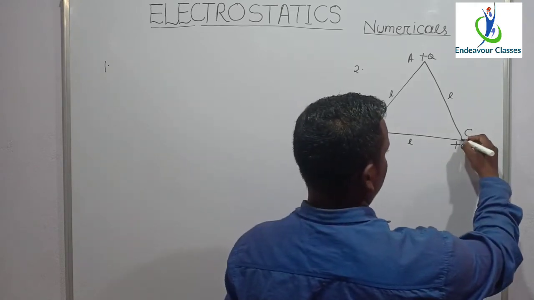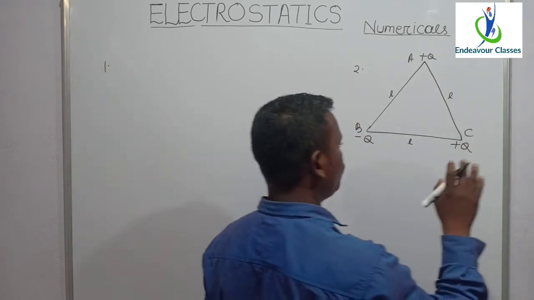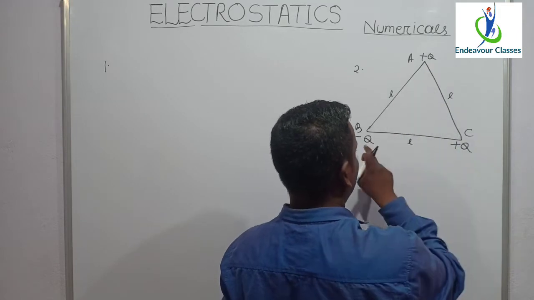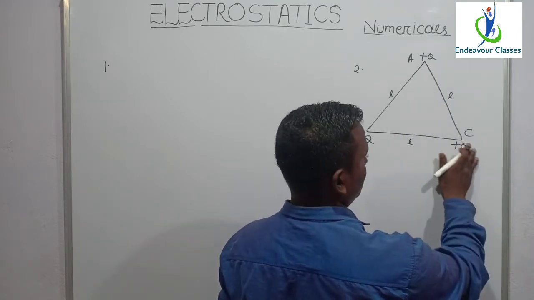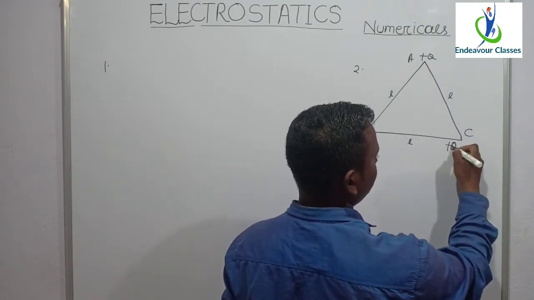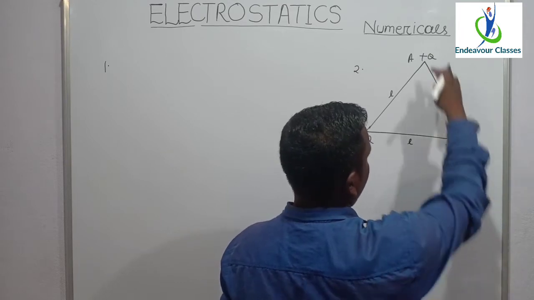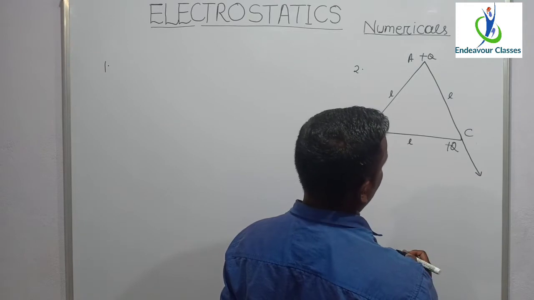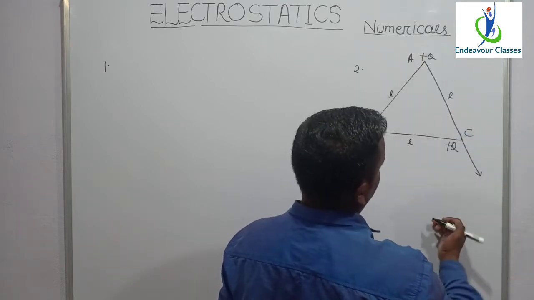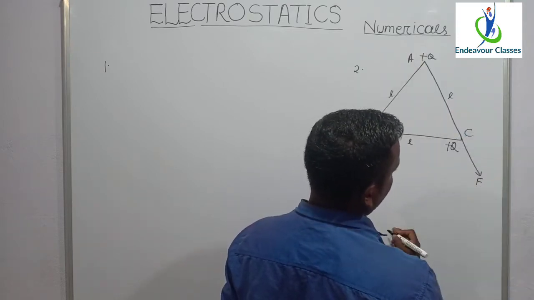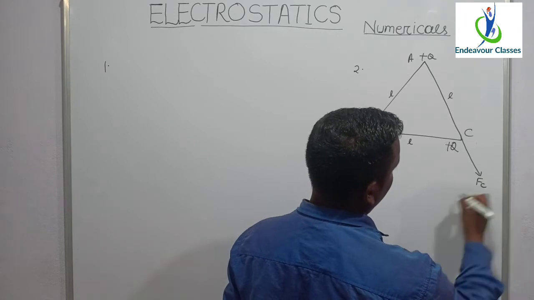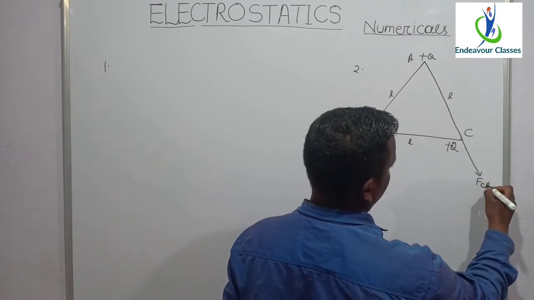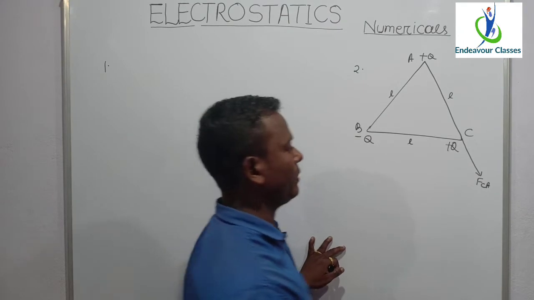So the charged particle plus Q at C will experience two forces, due to this plus Q and due to this minus Q. So this is positive and this charge is also positive, so it will be a repulsive force. So the force will be along AC. So let this be the force on the charged particle located at C due to the charged particle located at A. So this is FCA.